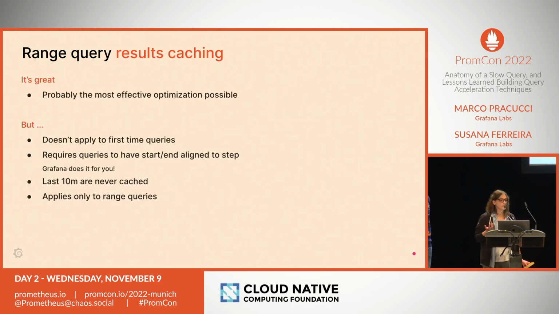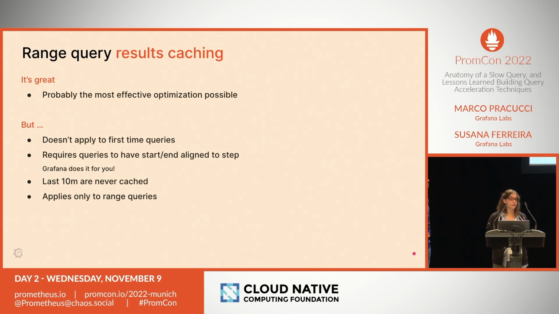So this technique is probably the best and the most effective optimization possible because basically we are just fetching the results from cache. We don't need to run the code. And all the future requests will be a lot faster. But the thing is that this doesn't apply to first-time queries.